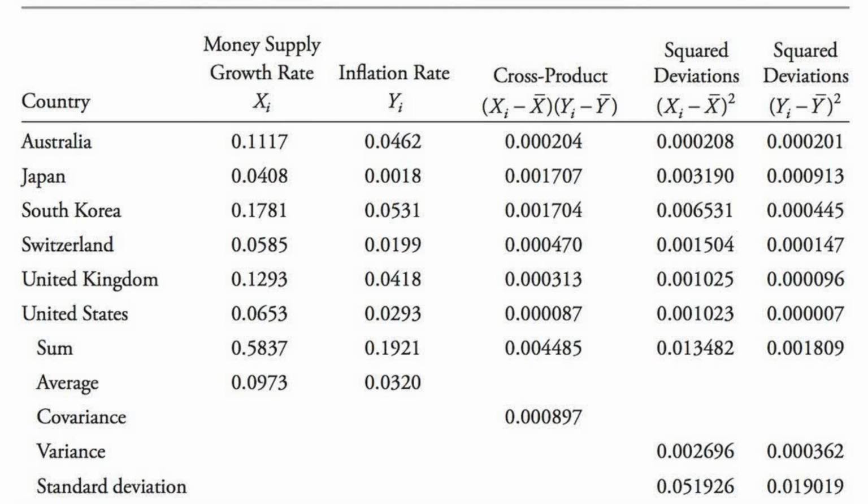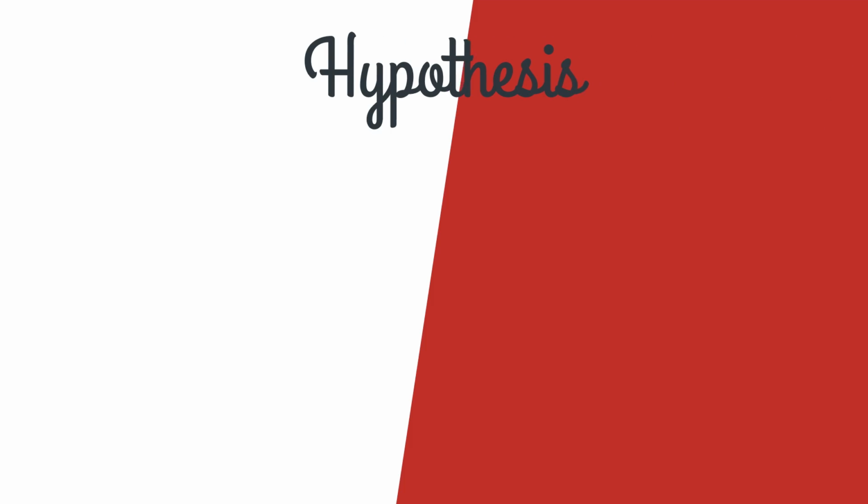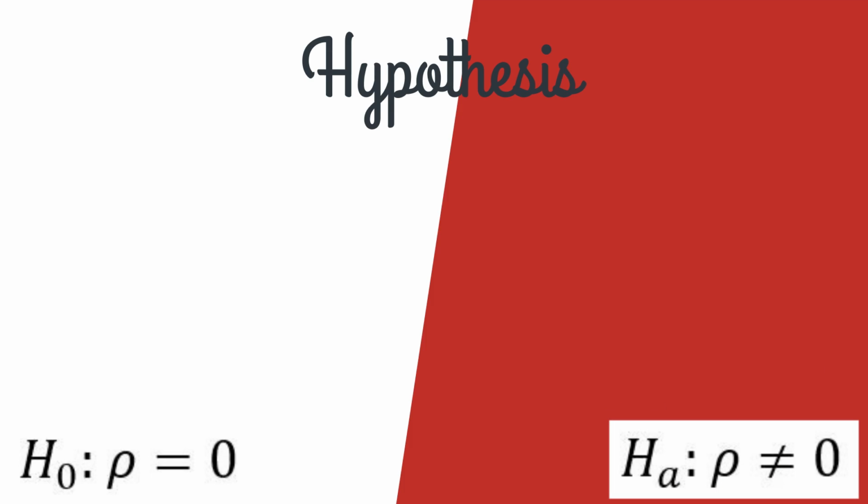Recall in the last video, we calculated 0.9083 as the sample correlation between the long-term money growth and the long-term inflation in 6 industrialized countries between 1980 and 2012. That estimated correlation seems high, but is it statistically different from 0? To test that, let's first state our hypotheses. Null hypothesis: the correlation between the two populations is equal to 0, versus the alternative hypothesis that the correlation between the two populations is not equal to 0.